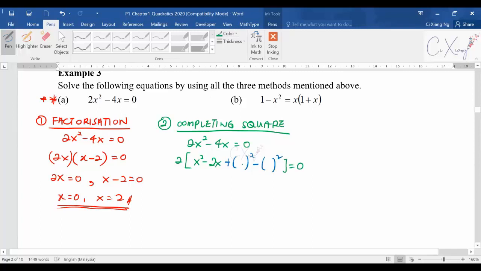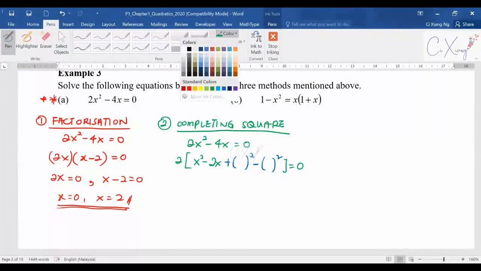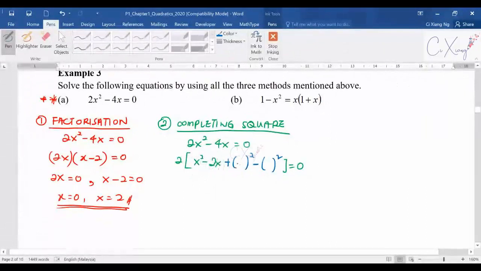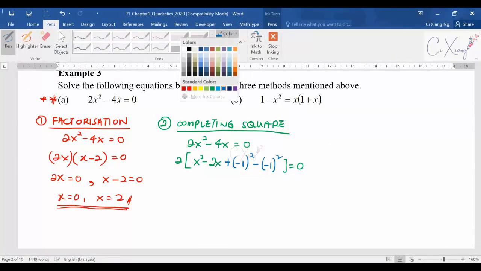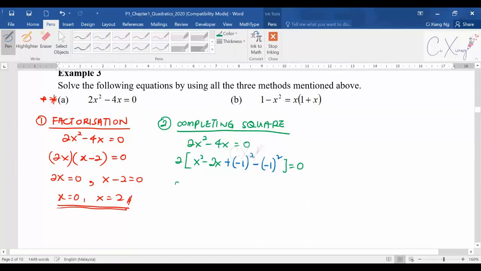Okay, so what's the something here that you should put in? So you look at the b. b is negative 2, right? So negative 2 divided by 2, you get negative 1. So this is negative 1 also. Alright, then after that, you combine the first three terms, become a bracket.